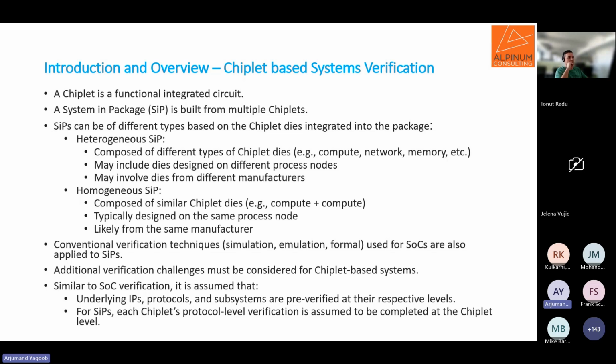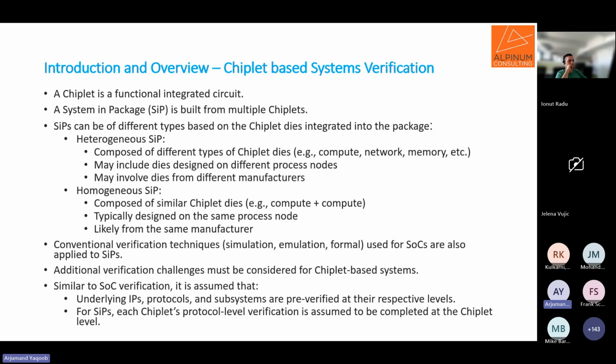As Frank has also been talking about in his presentation, and as all of you know, a chiplet is a functional integrated block, and a SIP, which is made from multiple chiplets, is a new concept in chip design. The basic classification we can do is that a SIP can be heterogeneous or homogeneous. Homogeneous means they are of the same type, with the same manufacturer and the same process node. Likewise, they can be of different types, for example a compute, a network, and a memory chiplet connected together. That poses many different challenges, which we will talk about later in these slides.